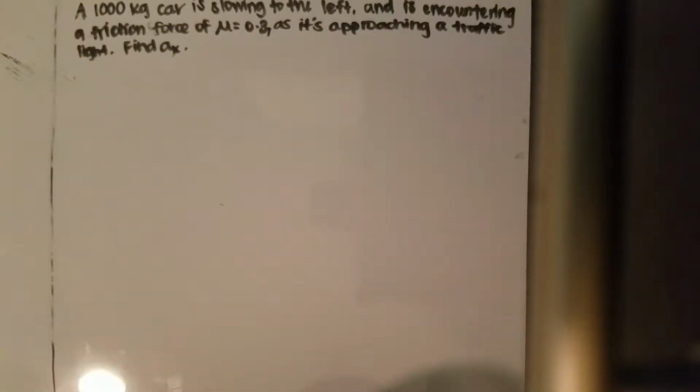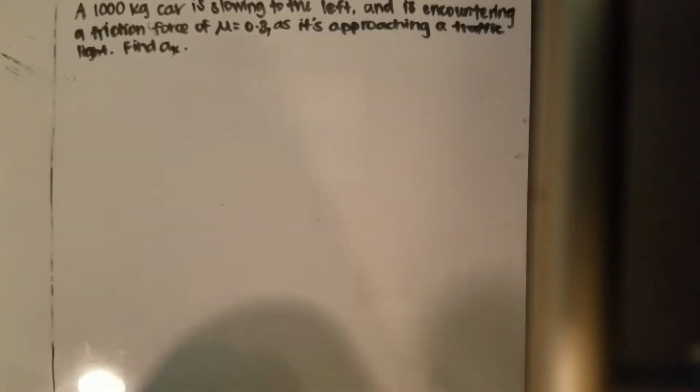So let's go through an example that involves a moving object along a level surface. We have a 1,000-kilogram car slowing to the left and encountering a friction force with mu equals 0.3 as it approaches a traffic light, and we have to find the horizontal acceleration.